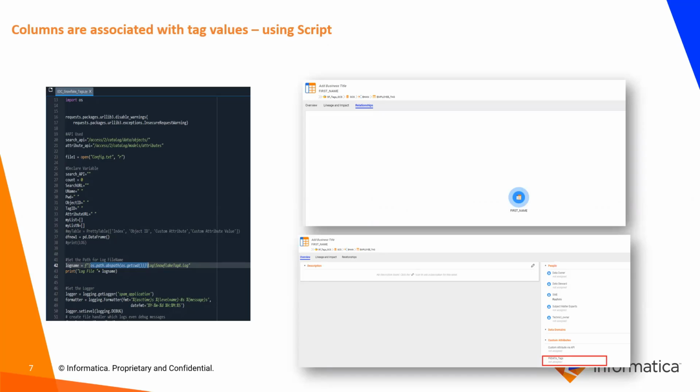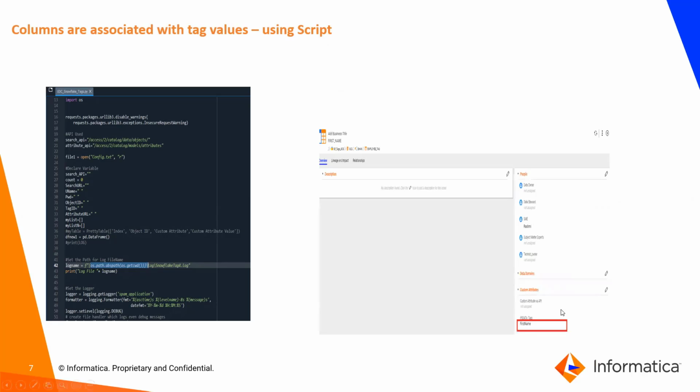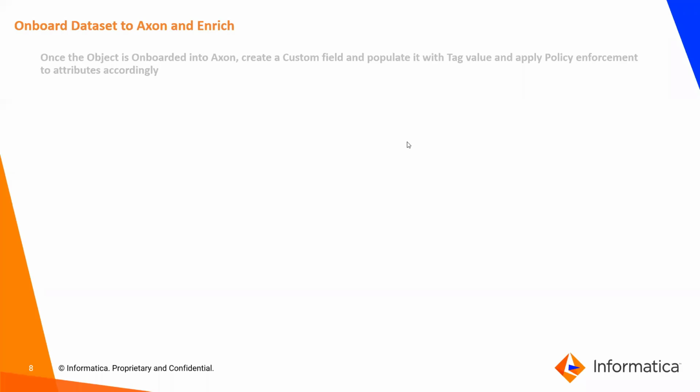So using the script, we update the tag value to the custom attribute value for the technical object called first name. As you can see, using the script, we are populating the custom attribute value with the tag value, right? So this is how we create a bridge between the tag and the physical asset using the custom attribute value. Now the technical user can list all the critical data elements in EDC using the custom attribute value.